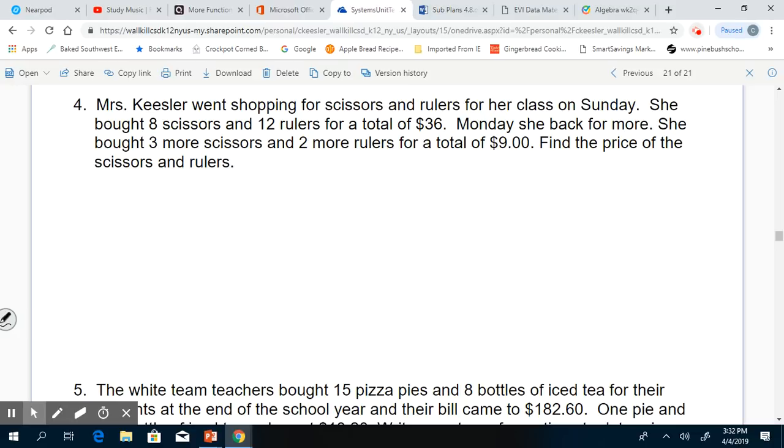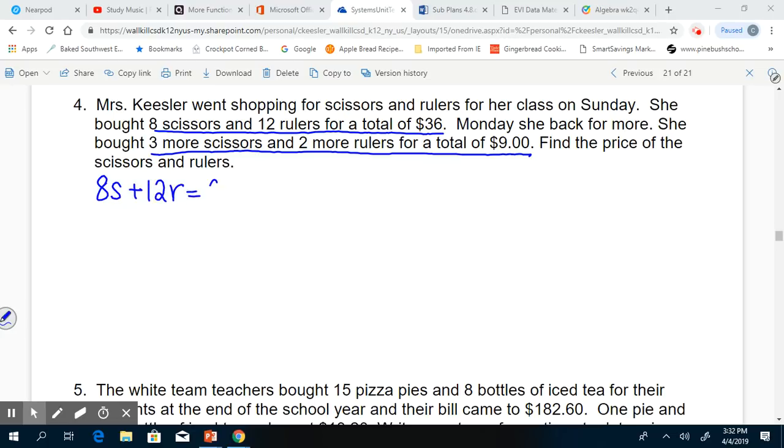Mrs. Kiesler went shopping for scissors and rulers for her class on Sunday. She bought 8 scissors and 12 rulers for a total of $36. So that's going to be our first equation. And Monday she went back for more. She bought 3 more scissors and 2 more rulers for a total of $9. That's our second equation. Find the price of the scissors and rulers. So from those 2 sentences, I can make my equations, and I know my variables are scissors and rulers. So 8 scissors plus 12 rulers for a total of $36. And then the next time she went, 3 scissors plus 2 rulers for a total of $9.